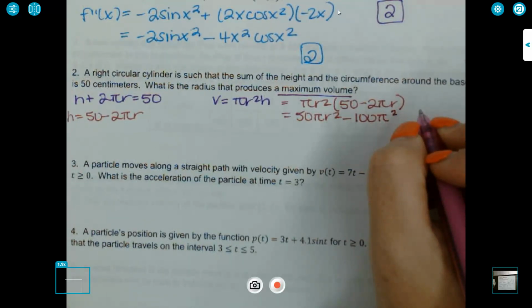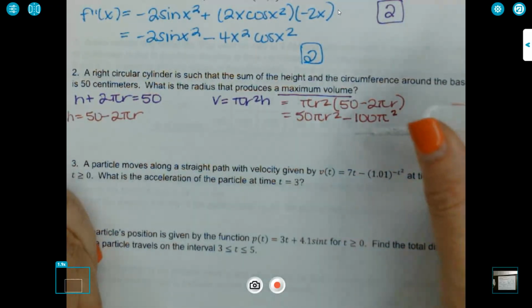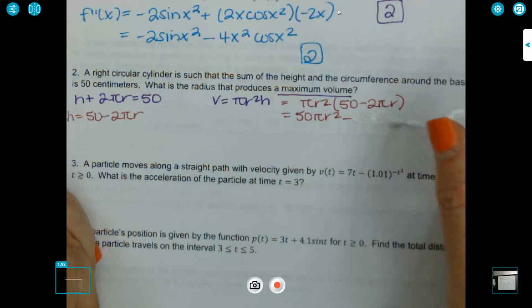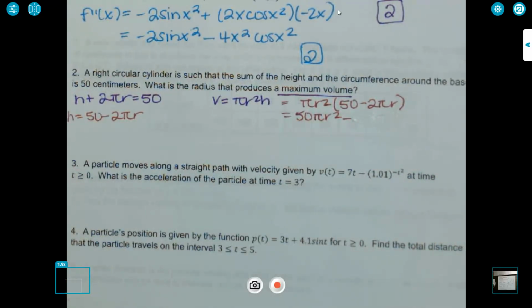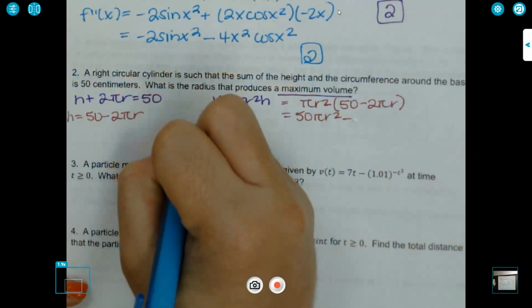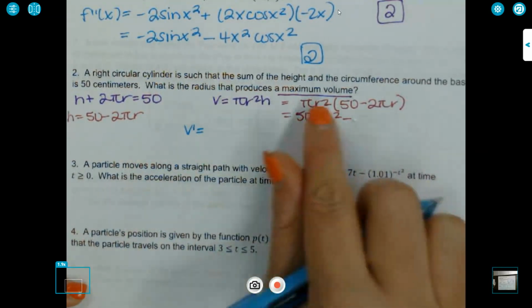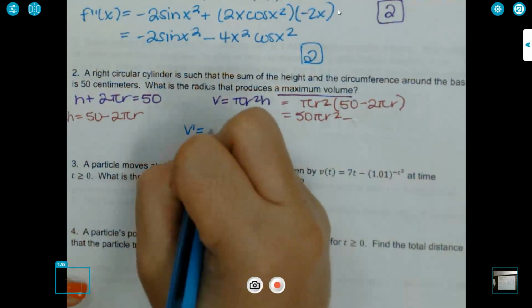Oh, my bad. Got ahead of myself. My bad, y'all. All right, it's going to be 50 pi r squared minus 2 pi squared r cubed. Okay, and then ultimately we're going to take the derivative of that. Give me a second, I'll go fill that back in.